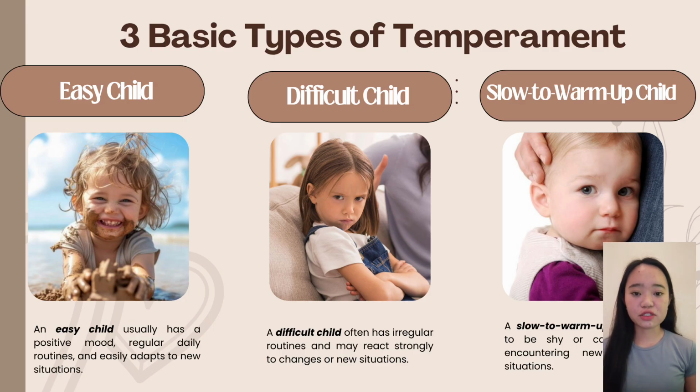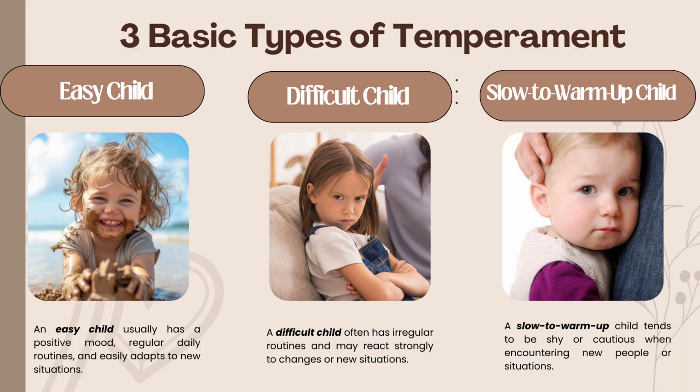So aside from the elements of temperament, we also have the three basic types of temperament. We have the easy child, the difficult child, and the slow to warm up child. The first type is the easy child. An easy child usually has a positive mood, regular daily routines, and easily adapts to new situations. So easy children are usually cheerful and calm. They are able to adjust easily to new situations such as meeting new people or going to new places.